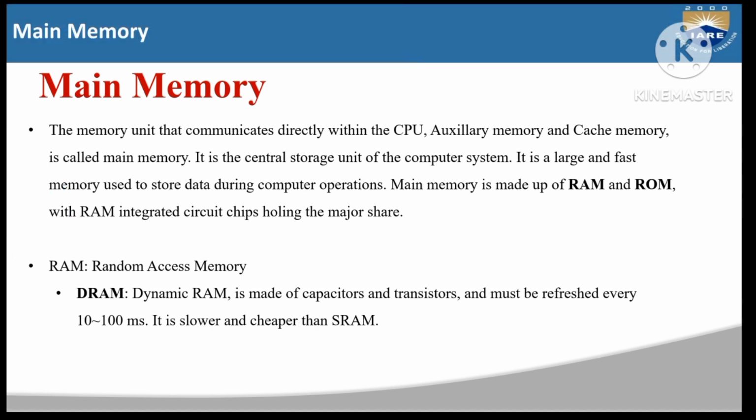Main memory is the memory unit that communicates directly with the CPU. It is the immediate predecessor of the CPU, which communicates directly with it. Auxiliary memory and cache memory can also be called main memory. It is the central storage unit of the computer.